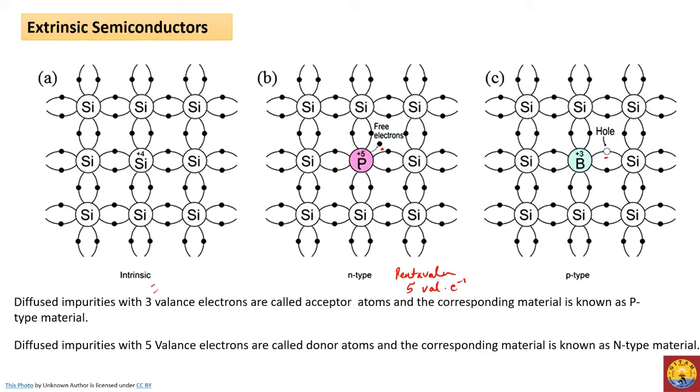Phosphorus is a pentavalent atom, so you add it into silicon. A pentavalent atom replaces a silicon in the structure, and now 4 electrons of the phosphorus are shared similar to the silicon, and 1 electron is free inside the crystal structure. So we get 1 extra free electron because of phosphorus. Similarly, if you have trivalent atoms, boron is a trivalent atom. Boron has 3 valence electrons, so it shares 3 electrons, but there is a lack of 1 electron. So it forms a hole.